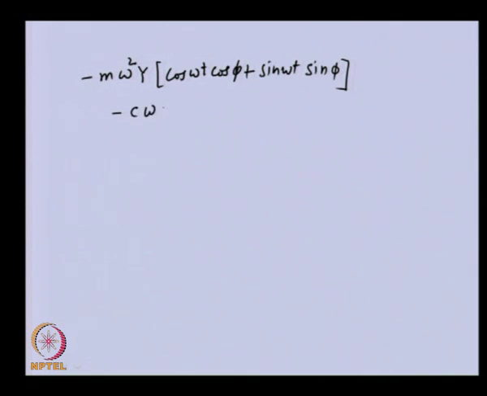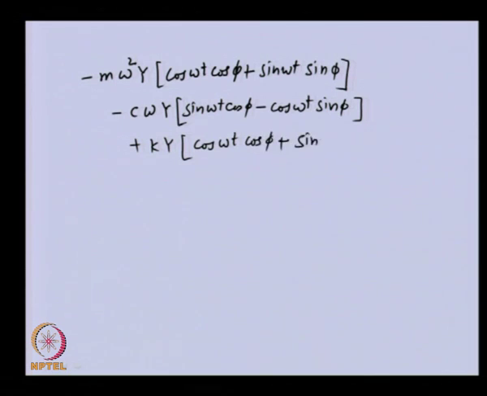So, m omega squared y, cos omega t cos phi plus sin omega t sin phi. This was the first term, the inertia term. Then from the damping term we can have sin omega t cos phi minus cos omega t sin phi. Then from the third term, the elastic term, we can expand that as cos omega t cos phi plus sin omega t sin phi, is equal to the unbalanced force.